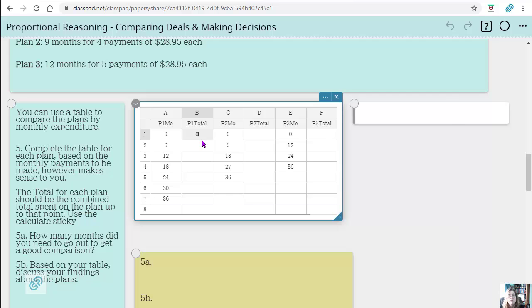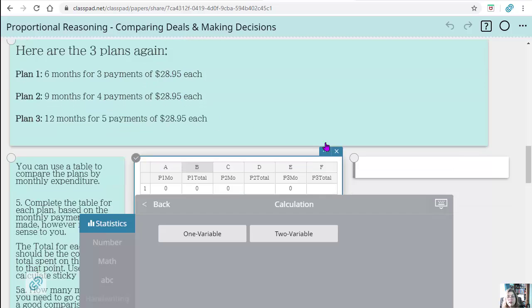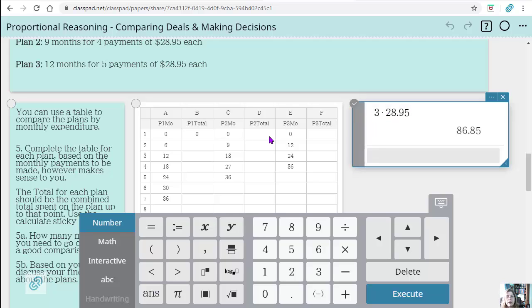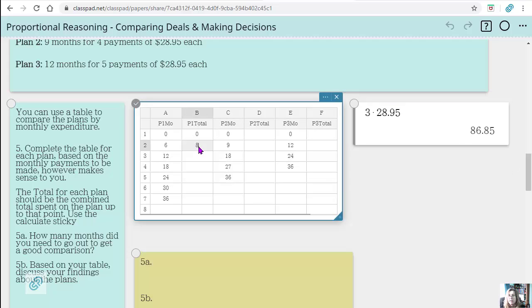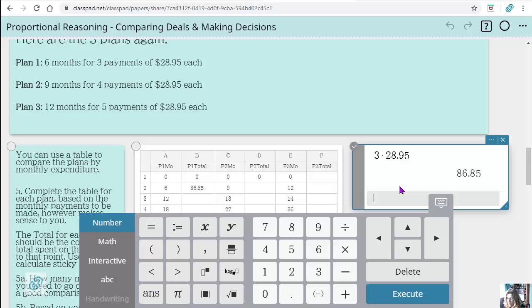Well, everyone is not paying anything at month 0, right? But at 6 months, I know in this plan I have made, and here's where the calculator is really nice, 3 payments, each one at $28.95, right? So at 6 months, I have done $86.85. And over here, if we just look at plan 2, at 9 months, what have I done? Well, in 9 months, I've made 4 payments. So I've made more payments, but I also have more months. Oops. Sorry about that. $28.95.